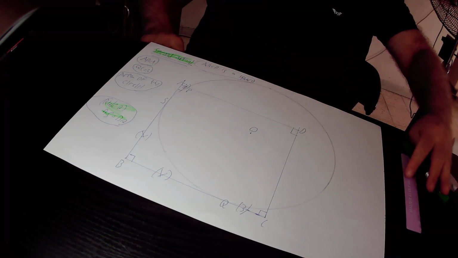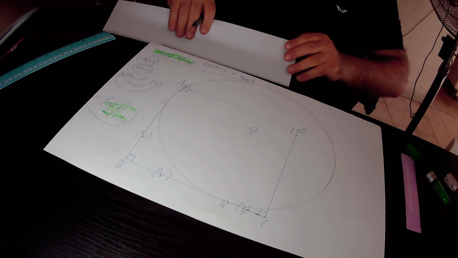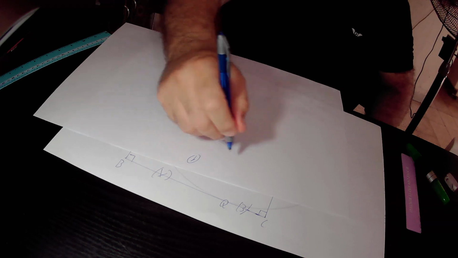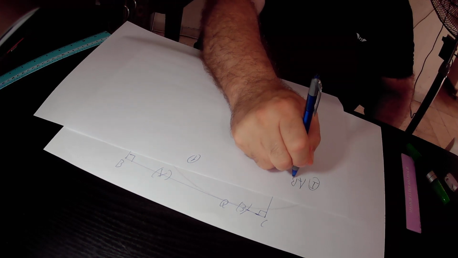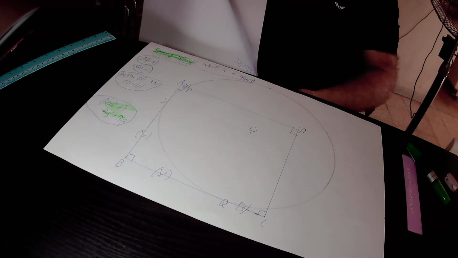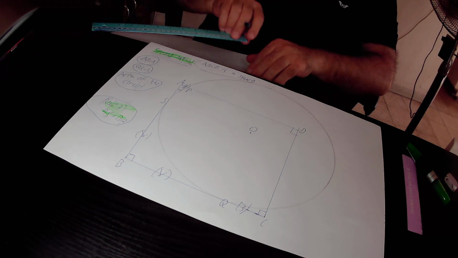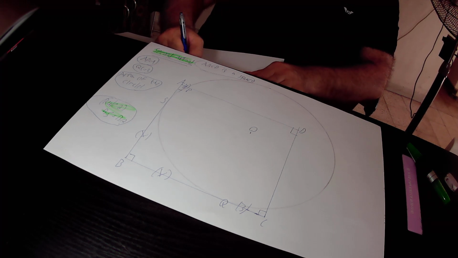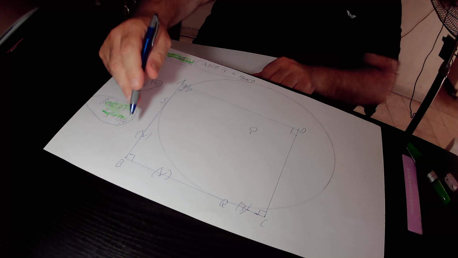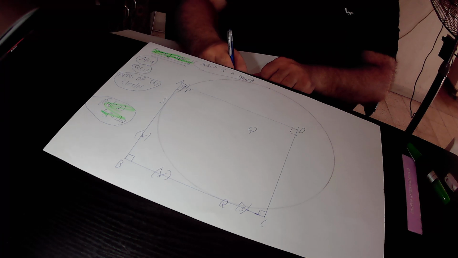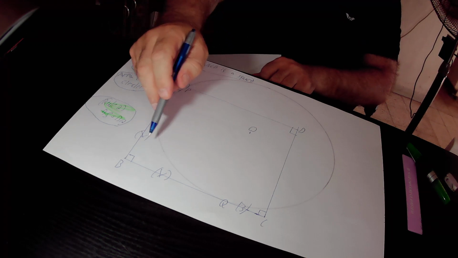So I write it down. Side AB equals side BC in square ABCD. AB equals BC. AB equals AS plus SB, and it equals BC. BC equals BQ plus QC.